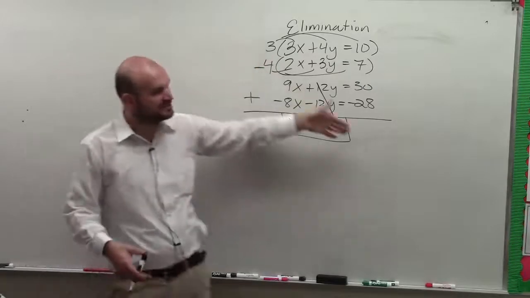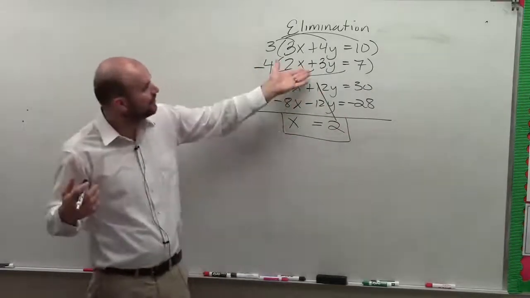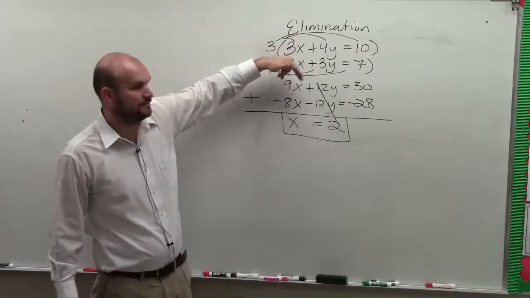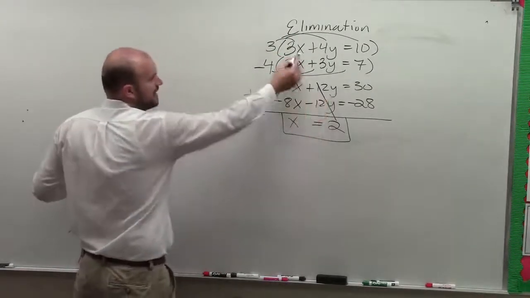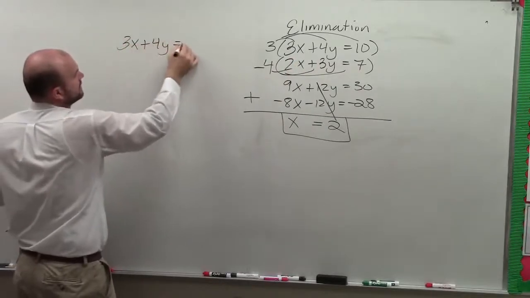But the problem is, you remember in substitution how nice it was to have y solved to plug the other one in? Here we don't have one solved. So we just have to pick an equation. So Jeremy, which equation, the top one or the bottom one? Top one. Doesn't matter. Pick whichever one. You could use that one or you could use that one, but obviously, these are smaller numbers. So I'm going to say 3x plus 4y equals 10.